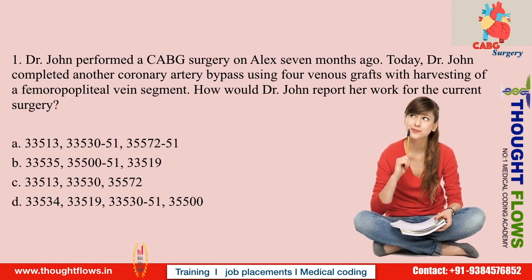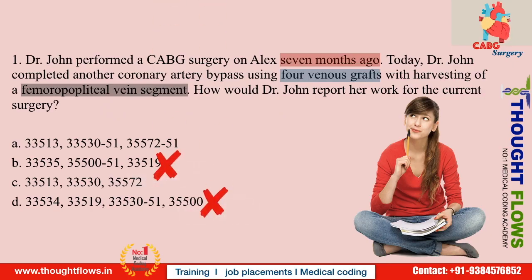Here, patient is coming for a reoperation of CABG after 7 months of primary surgery. Here, surgeon used 4 venous grafts and that was harvested from femoropopliteal vein. So, just check the options. We can directly rule out B and D as these codes are arterial grafts. But in the scenario, they given venous grafts. Coming to the option A, which is 33513 along with add-on codes, we should not use 51 modifier for add-on codes. So hence the answer is C.